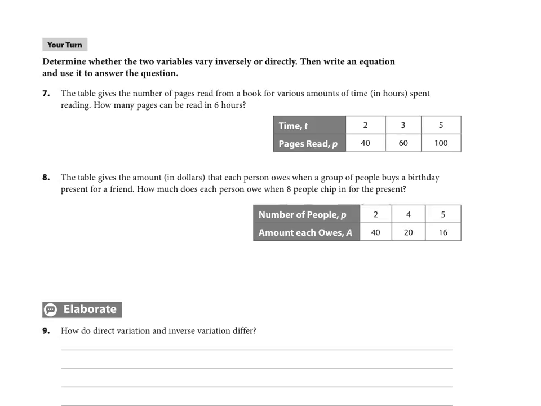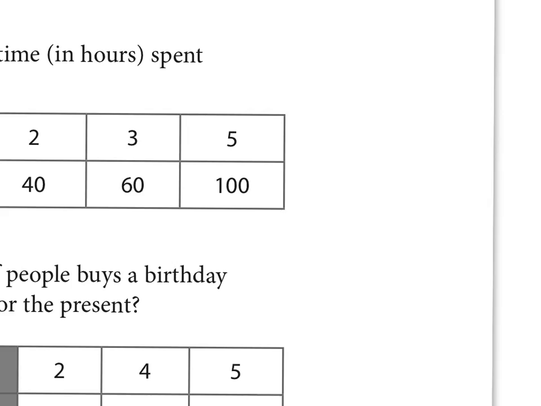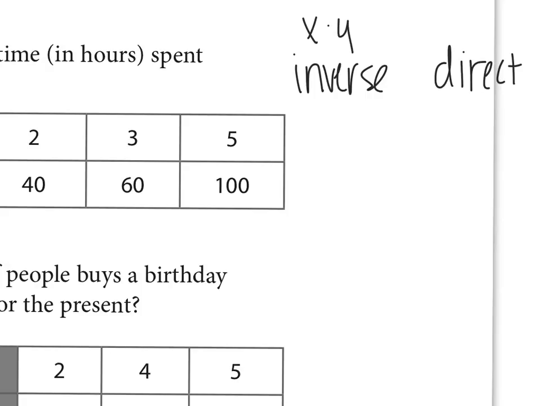How many pages can be read in 6 hours? So I have to decide, does this table represent inverse variation, or does it represent direct variation? So remember, inverse means if I multiply X and Y, it's the same. Direct means if I divide Y by X, it's the same. So let's start with inverse.